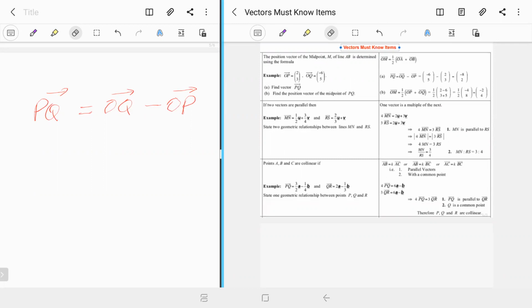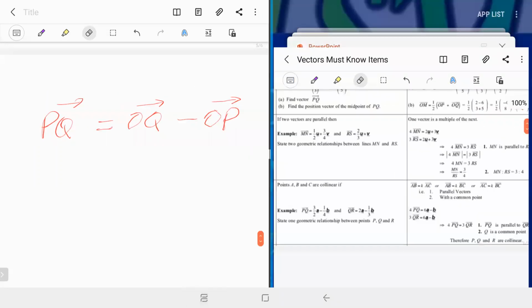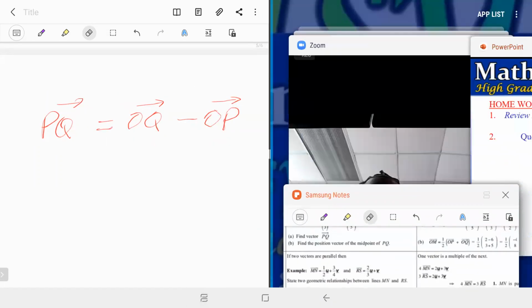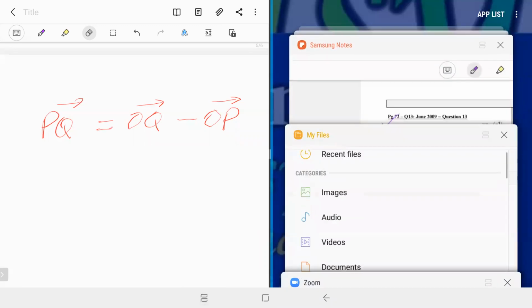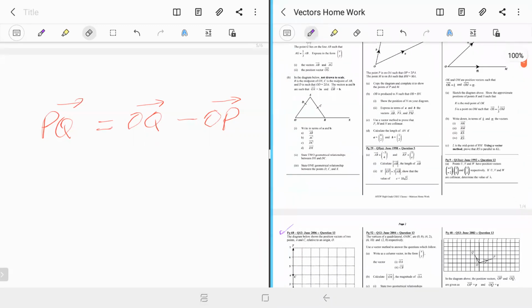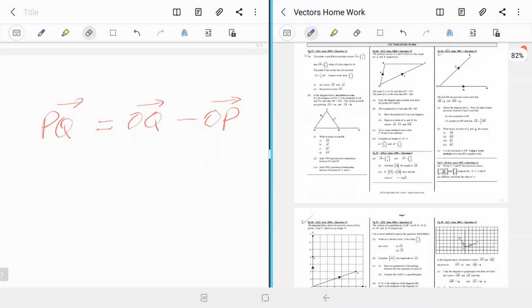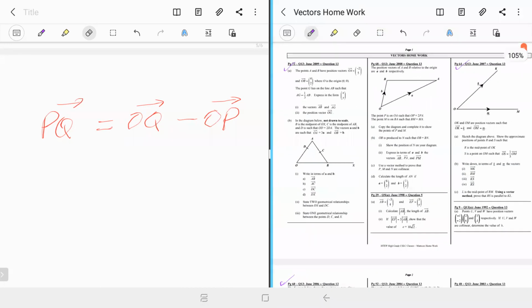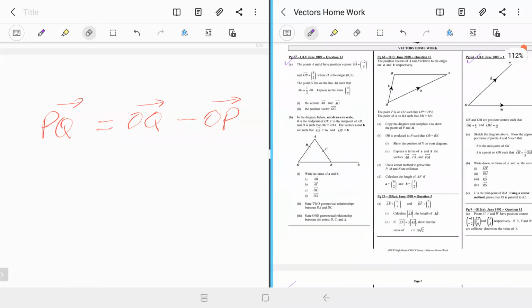All right, so let us go now and do a couple questions. Close this. Let's do a couple questions. So this is from your handout, right? These are some questions in your handout. I just want us to do a couple of them.